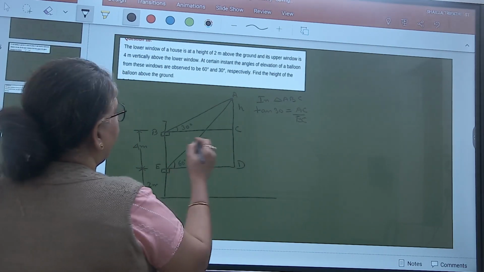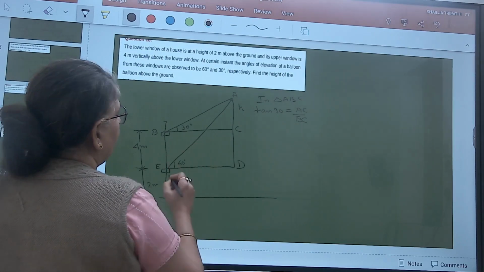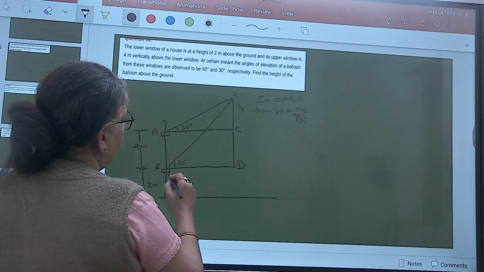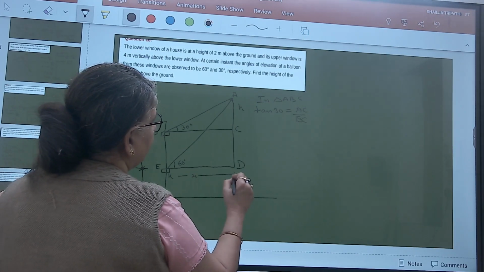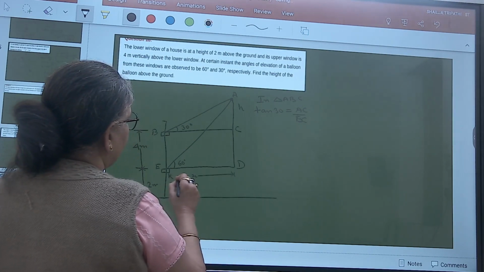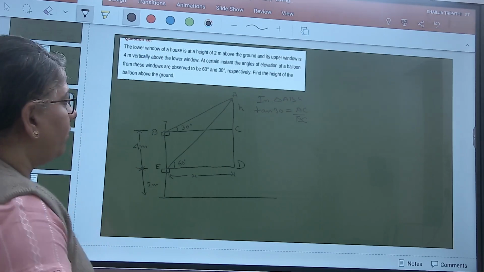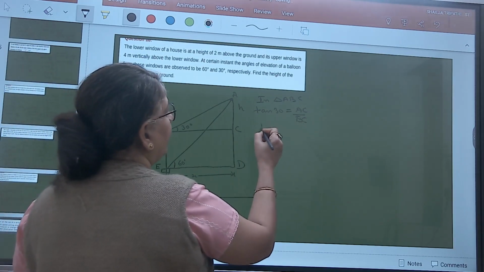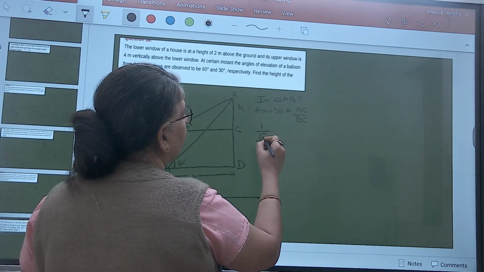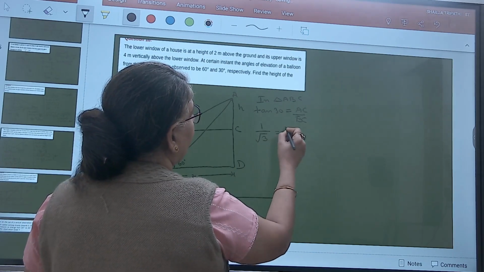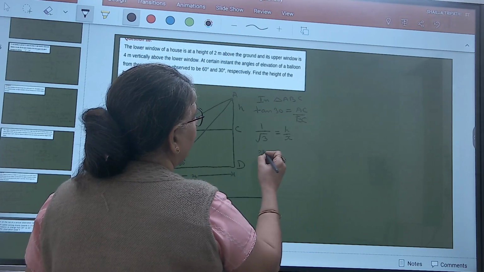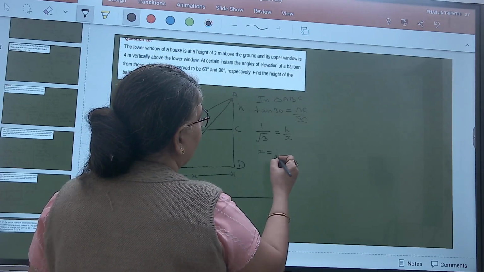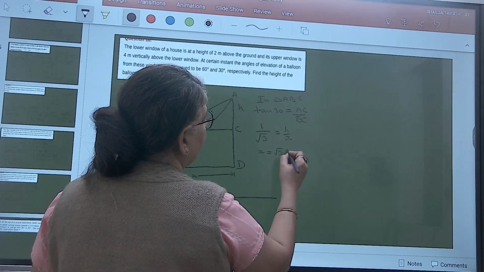Okay, and this distance BC, which is equal to ED, be X meters. So now we can write tan 30 is 1 upon root 3 is equal to H upon X, or we can say X is equal to root 3 H.